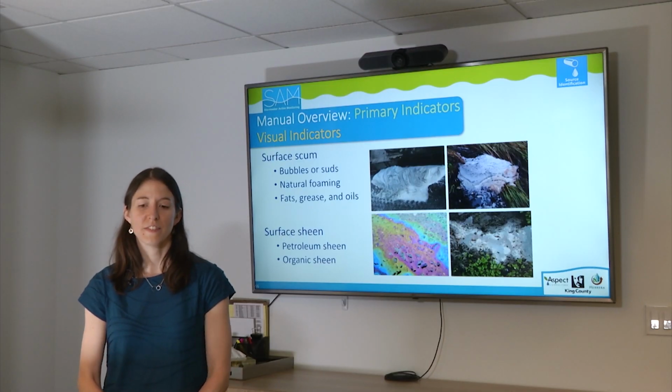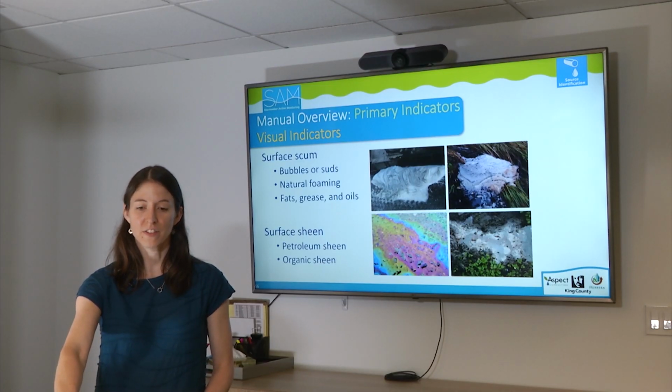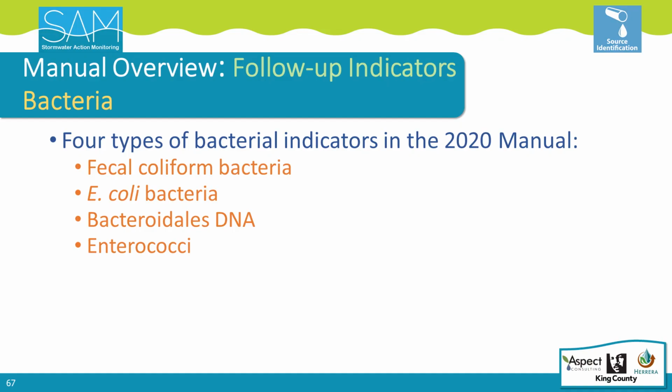All right, that was our last primary field screening indicator, and now we're going to shift into a follow-up indicator, which is bacteria. This was one section that was updated pretty substantially in the 2020 manual update. Instead of being fecal coliform bacteria like it was in the 2013 manual, we expanded it to include other types of bacteria, including E. coli, Bacteroides, and Enterococcus.